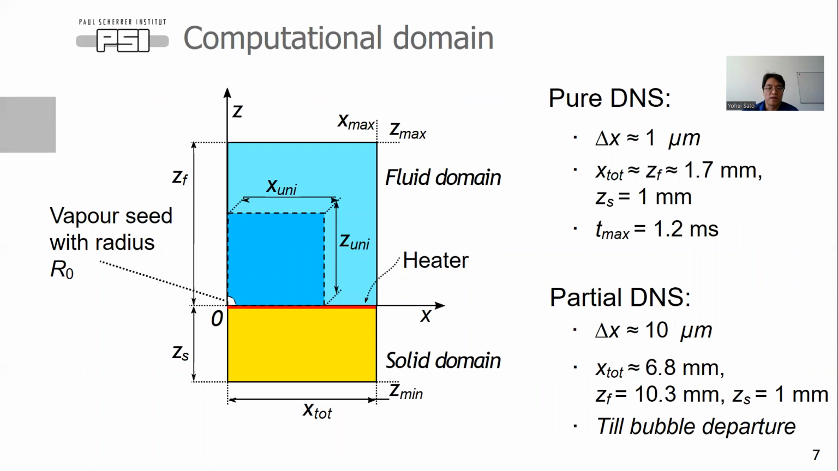Here's the computational domain. The computational domain consists of a fluid domain and a solid domain. For pure DNS, the grid size is 1 micron, and the computational box size is 1 millimeter. But for the partial DNS, it's 10 times bigger than the pure DNS.